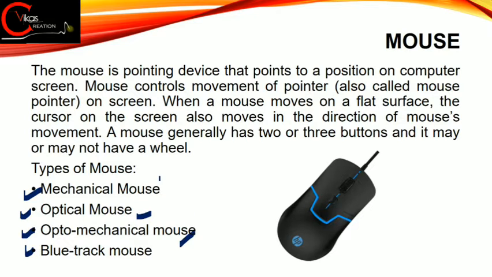This optomechanical mouse is the combined version of the mechanical and the optical mouse. In this we have both things. We have a laser and we also have a ball. Then at last we have a blue track mouse. Blue track mouse is similar to our optical mouse, but it has a blue colored laser light. We don't have to discuss these four categories in detail, so you only have to learn their names and their basic information.